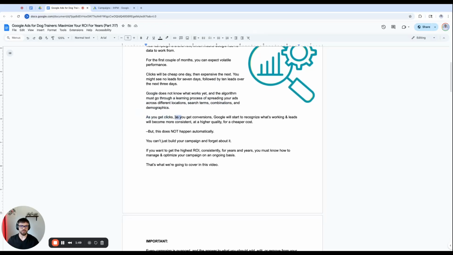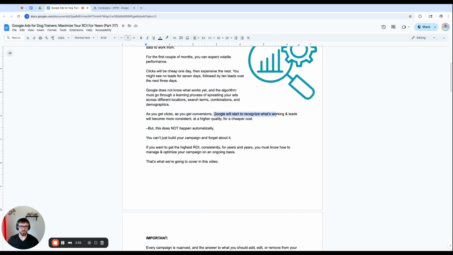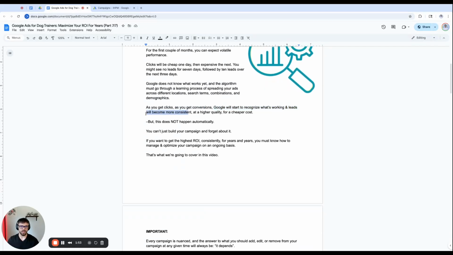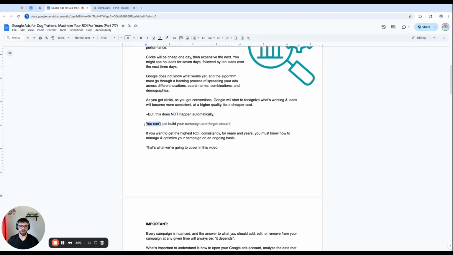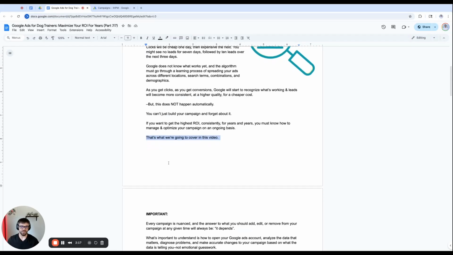As you get clicks, as you get conversions, Google will start to recognize what's working and leads will become more consistent at a higher quality for a cheaper cost. But this does not happen automatically. You can't just build your campaign and forget about it. If you want to get the highest ROI consistently for years and years, you must know how to manage and optimize your campaign on an ongoing basis. That's what we're going to cover in this video. So let's get right into it.